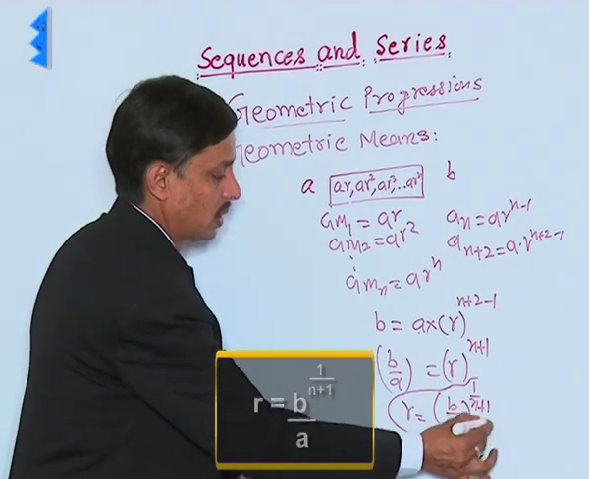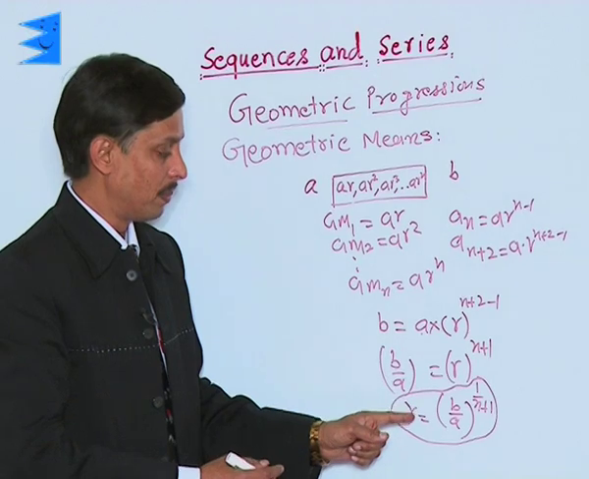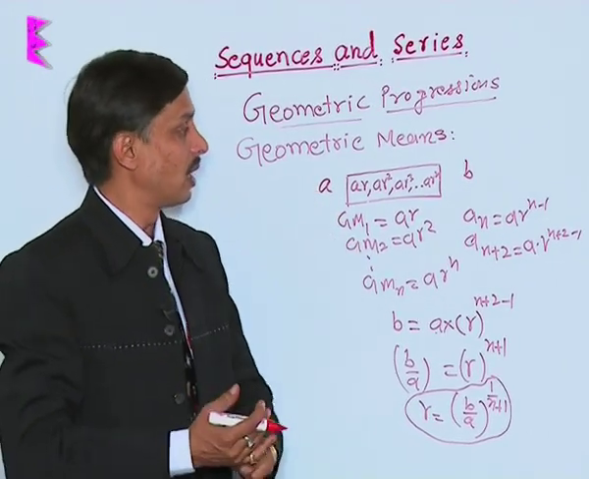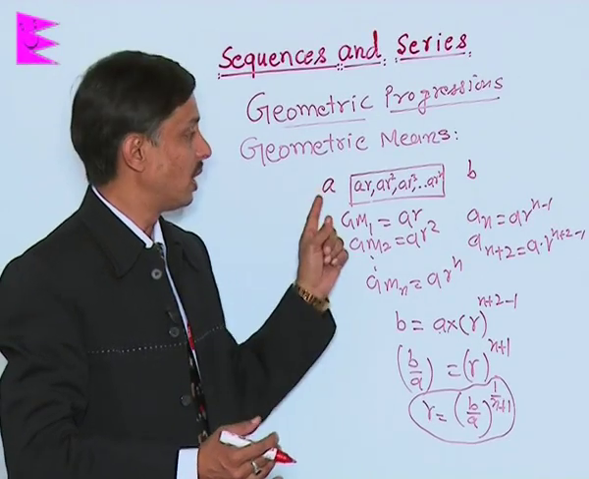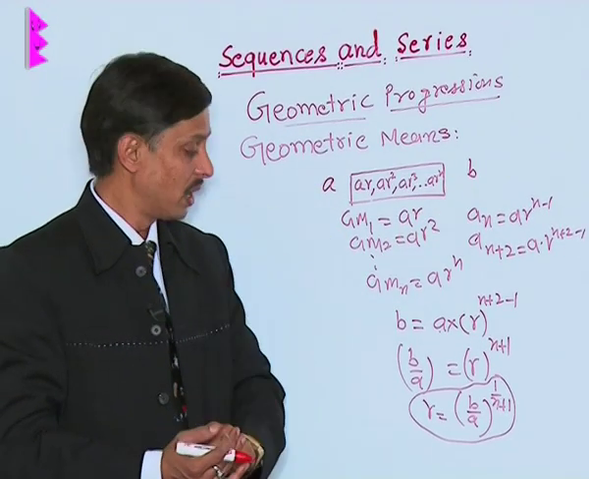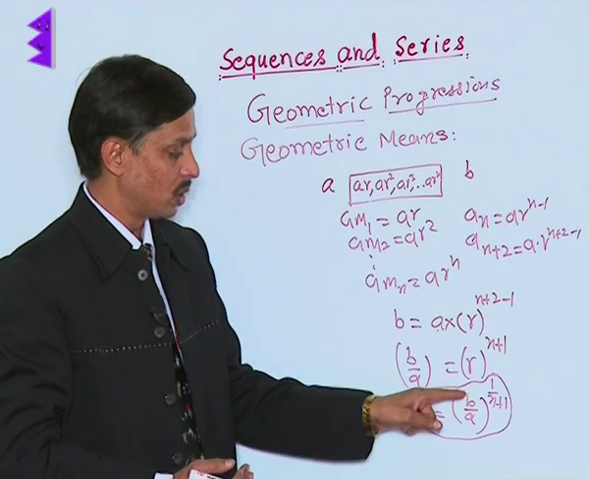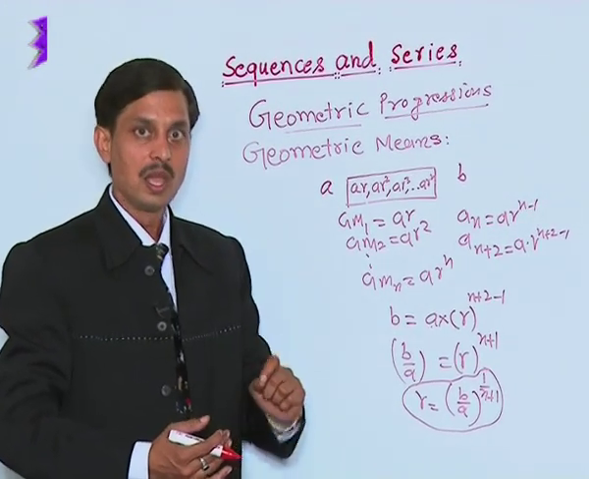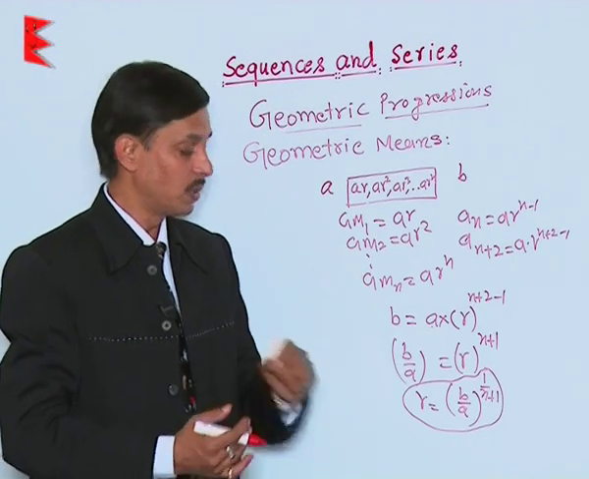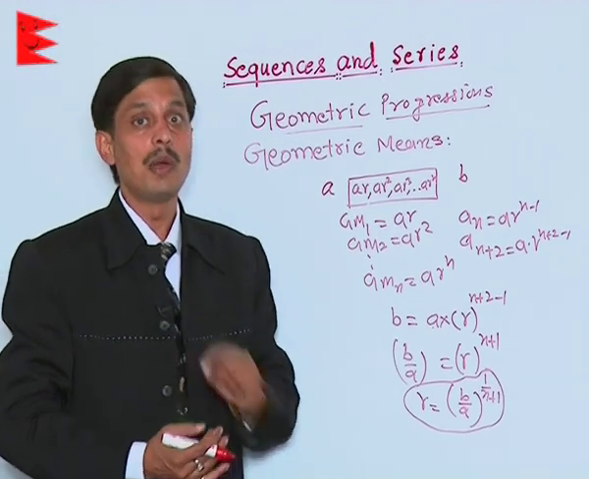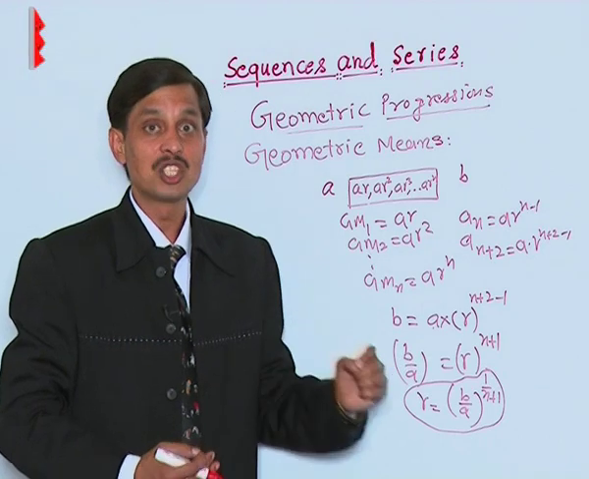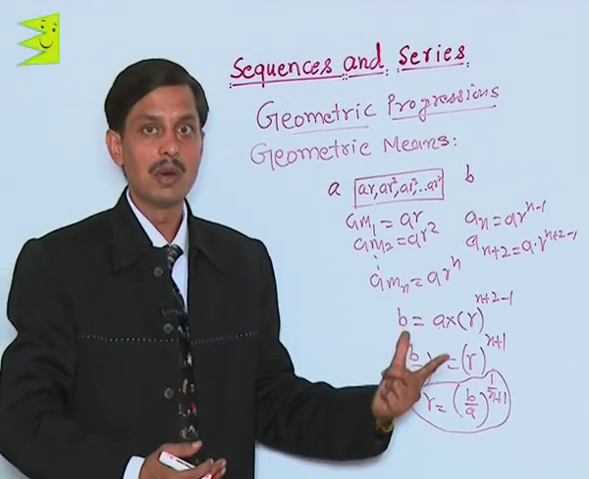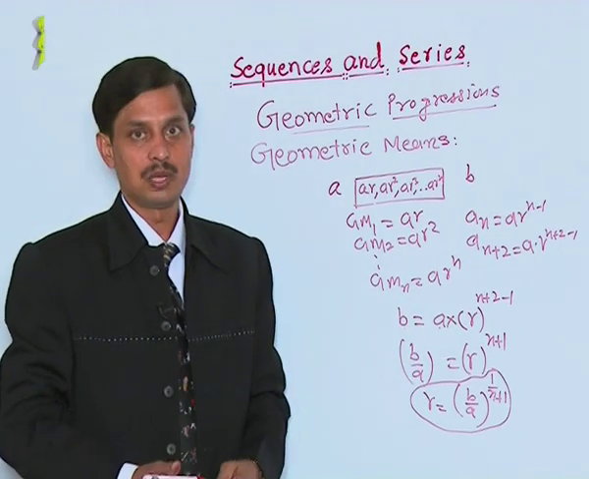Very important result. Always remember, if you want to insert n geometric means between A and B, then the common ratio will be R equals (B upon A) to the power 1 upon n plus 1. But in the case of finding arithmetic means, the formula for the common difference was (B minus A) upon n plus 1. Here it is (B upon A) to the power 1 upon n plus 1.